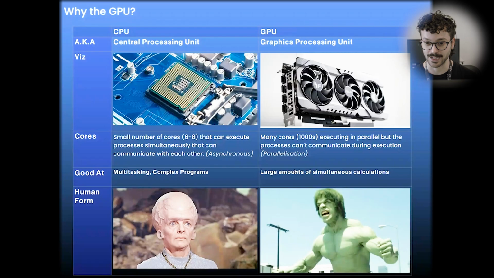The GPU, on the other hand, has many, many cores, sometimes thousands, that are all executing in parallel, but the processes can't communicate during this execution. So this is something called parallelization. This is very, very good at doing a large amount of the same task. So for every single pixel, the fragment shader, the GPU pipeline is running and is pumping out those final pixel colors to the screen. So you can kind of think of it as a very, very strong superhero, but who's not that clever.